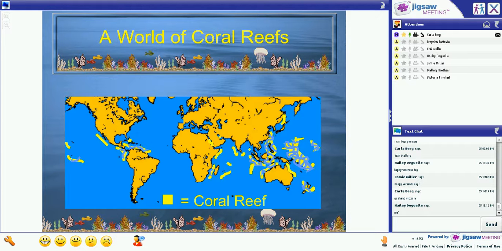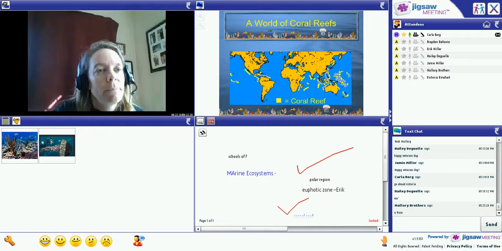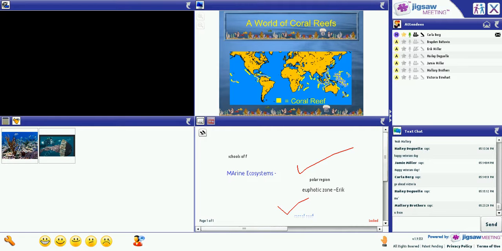This picture shows the coral reefs in the world. Go ahead and take a look at the yellow. Oh, I froze. Hold on one second. Let me stop my video for a couple minutes and then I'll come back to it.